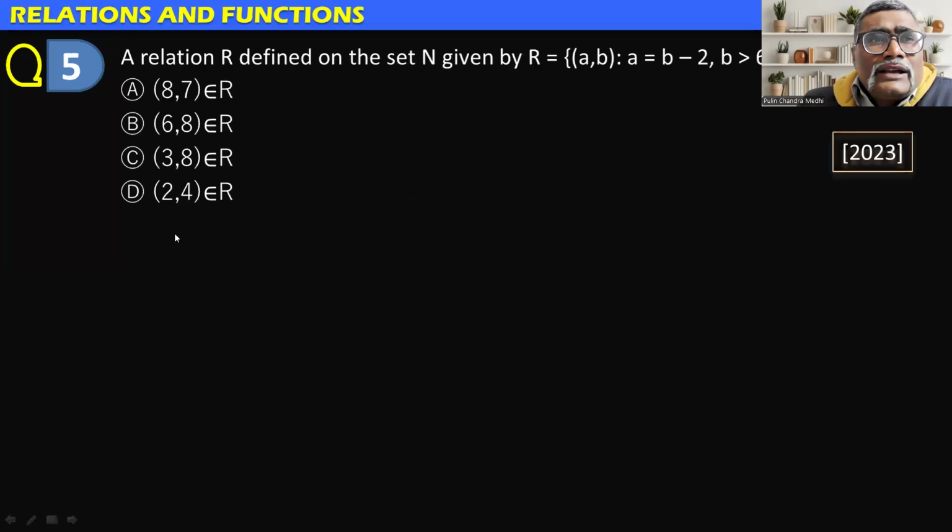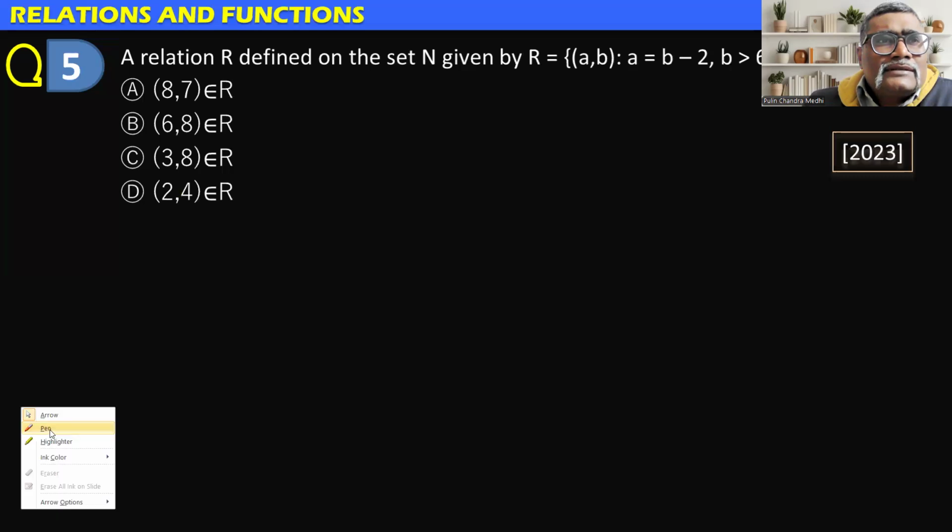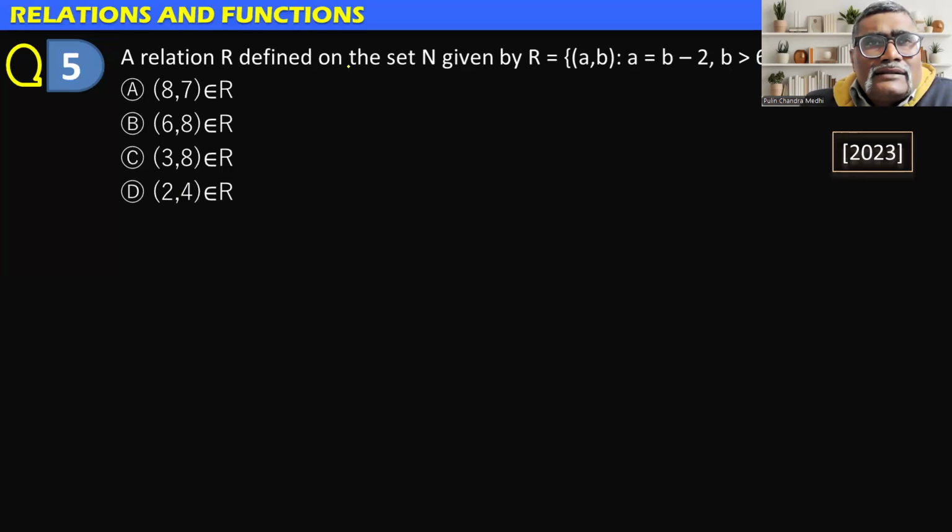Okay, let's have a look at this question. A relation R defined on the set N. N means the set of natural numbers. What is the relation condition? Acha, it is from 2023. In this question, the condition is that A should be equal to B minus 2 and B should be greater than 6. Then, out of this, which is the ordered pair belonging to R, or which is true?